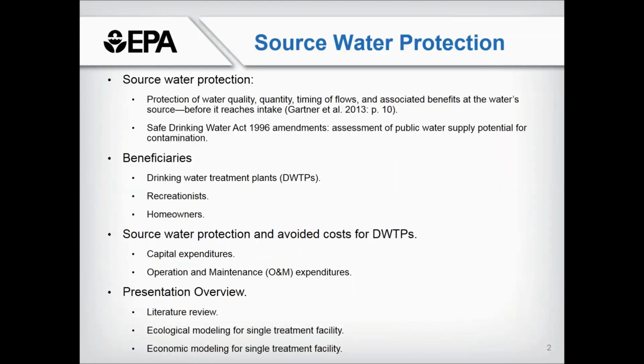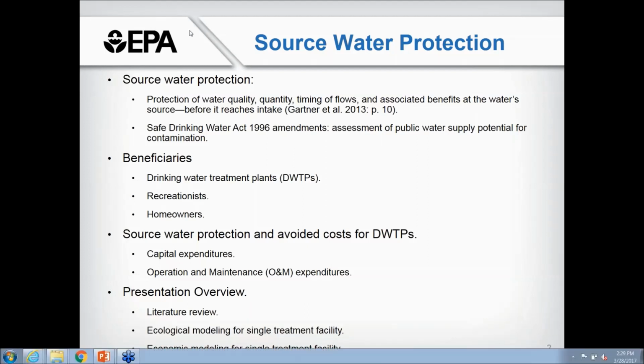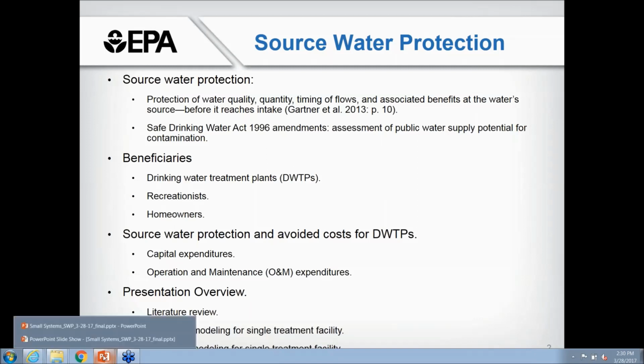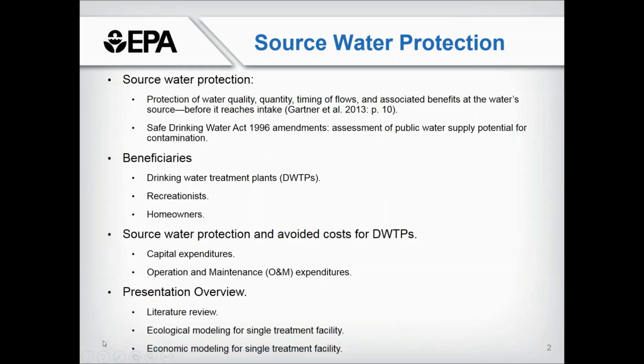I'd like to begin with some background information. We define source water protection to be the protection of water quality, quantity, timing of flows, and associated benefits at a water source before it reaches the intake. Given this definition, there are a number of groups that can potentially benefit from source water protection. These include recreationalists, who may benefit from improved recreational opportunities and experiences, homeowners who may benefit from increased housing prices, and drinking water treatment plants who may benefit from lower treatment costs. Our focus today is exclusively on the benefits incurred by drinking water treatment plants from improved water quality.